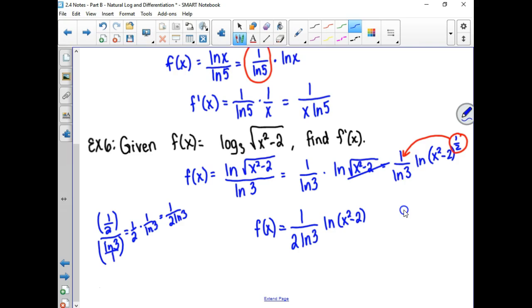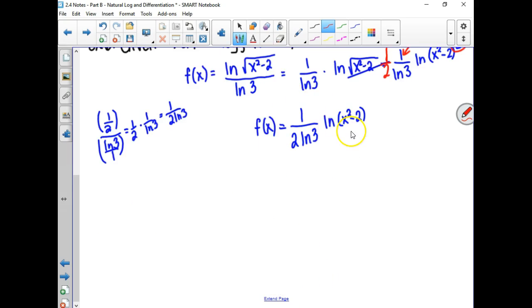Now I have not taken the derivative yet. This is still just the function. I guess right here you can kind of just think of when you pull that 1/2 out front, if you put it like this, that'd probably be easier to think about there. You just multiply those two together and get 1 over 2 natural log of 3. So, now we have to take the derivative.